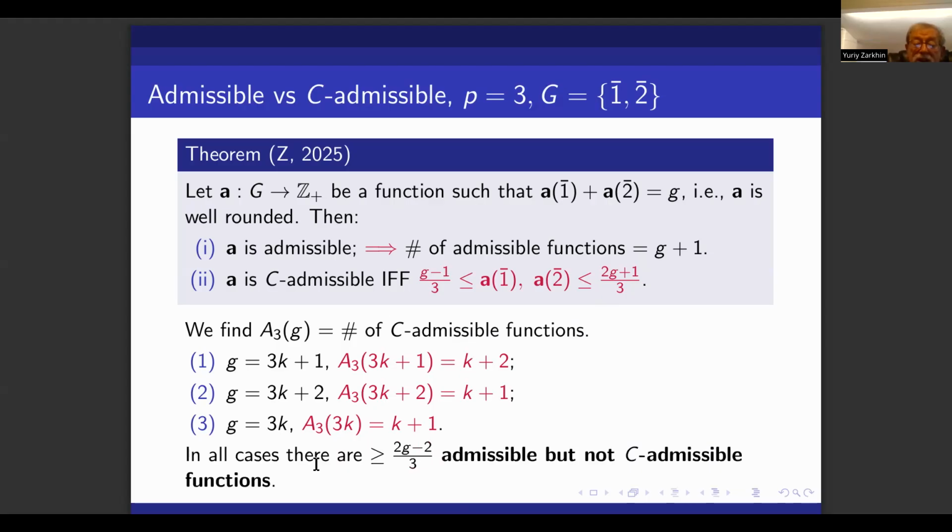In all cases, there are at least 2g minus 1 over 3 admissible but not C-admissible functions. So yes, indeed, there are admissible functions that are not C-admissible. So they occur as multiplicity functions for abelian varieties, but do not correspond to Jacobians.